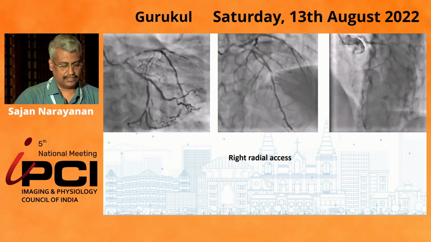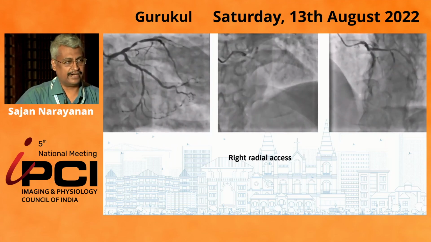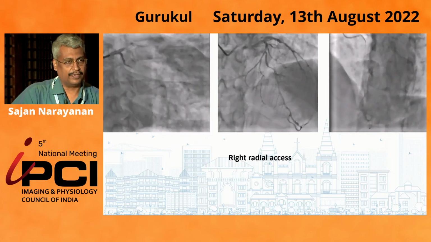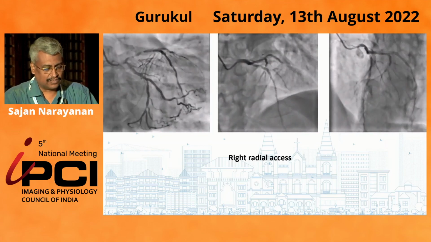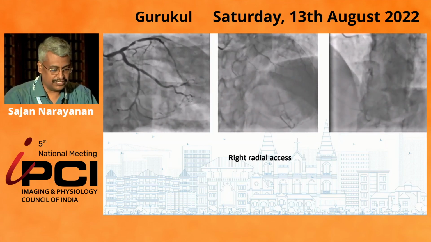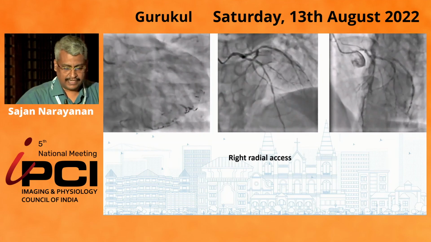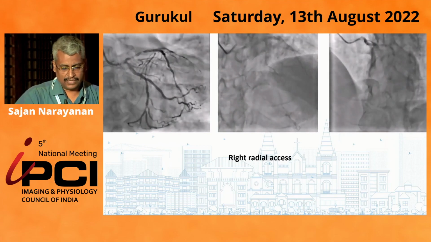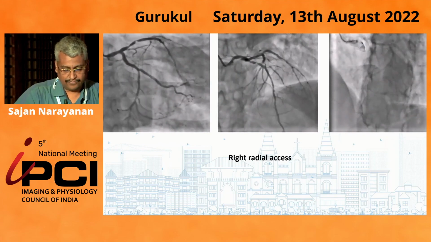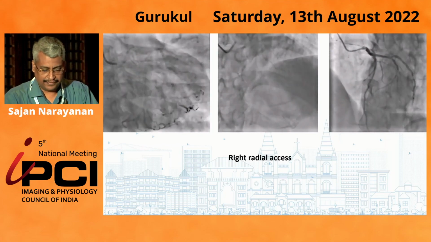These are the angiographic images, which showed that there are two tandem lesions in the proximal LAD, which appeared to be around 75% and 90% each. Circumflex was a dominant system. There was a diffuse lesion in the distal circumflex. But in cranial views, there was some eccentric lesion in the mid left main, which appeared to be not very significant.